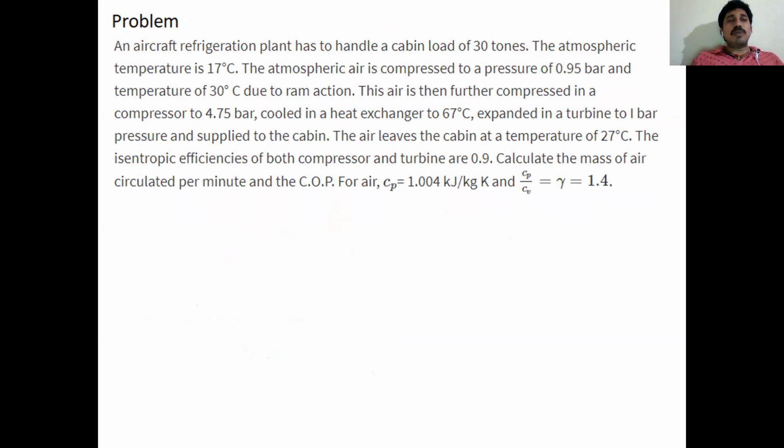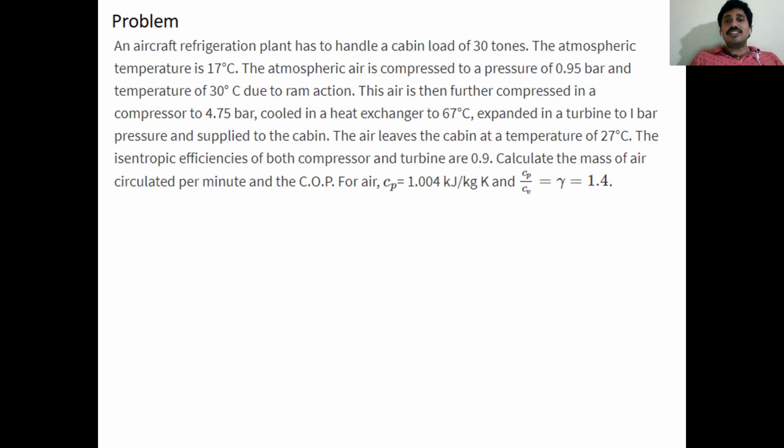The atmospheric temperature is 17 degrees Celsius. The atmospheric air is compressed to a pressure of 0.95 bar. So one piece of data is missing here: they did not give the atmospheric pressure value. They gave only the atmospheric temperature, which is 17 degrees Celsius. After compression in the ramming process, you have a pressure of 0.95 bar and a temperature of 30 degrees Celsius. So due to ram action, the temperature is 30 degrees Celsius, and the pressure we have reached is 0.95 bar.